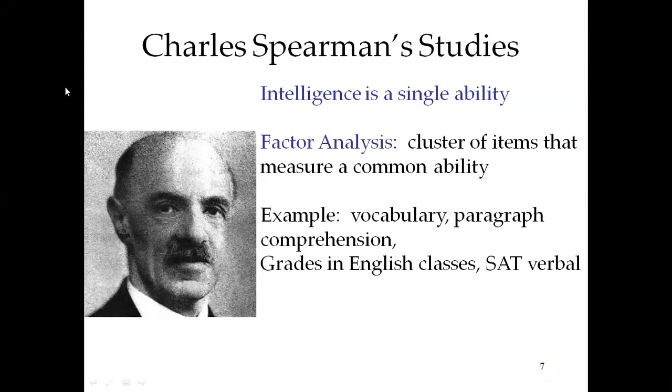Hope now you can share the things among your batch, right? I'm just putting some slight ideas about the different research works. According to Spearman, intelligence is a single ability. That means when you get a student, he's good at only one thing, and not good at anything else. It is a cluster of items, the ability in one subject area. He says do a factor analysis, a cluster of items that measure the common ability.